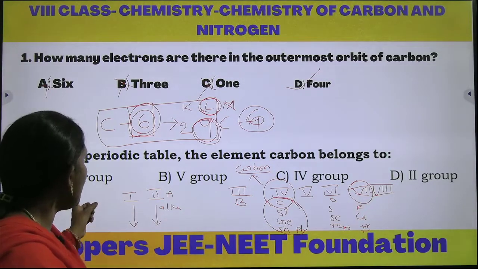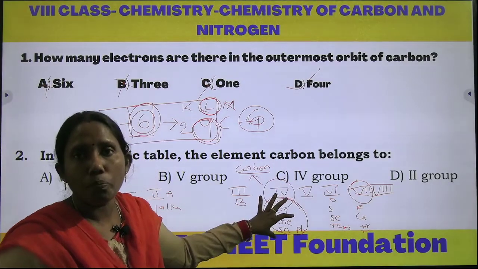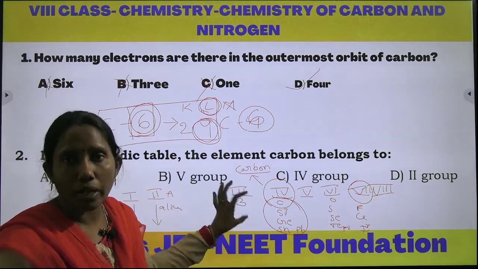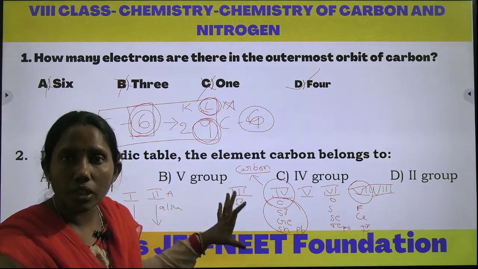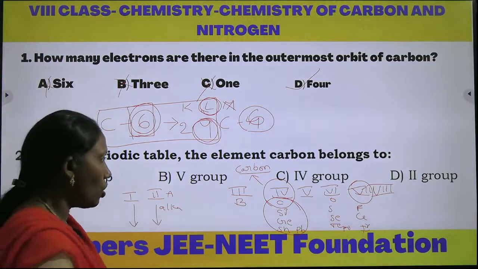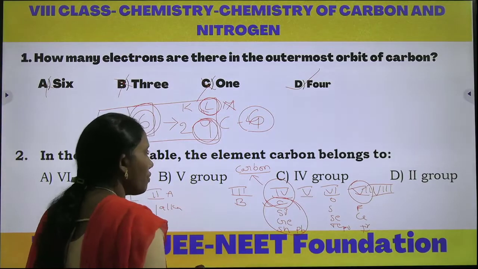He is asking, in the periodic table the element carbon belongs to which group? Clearly the fourth group, called the carbon family. In that are carbon, silicon, germanium, tin and lead. These are the elements present in the fourth group. So we will go with carbon. So here carbon will be present in the fourth group.